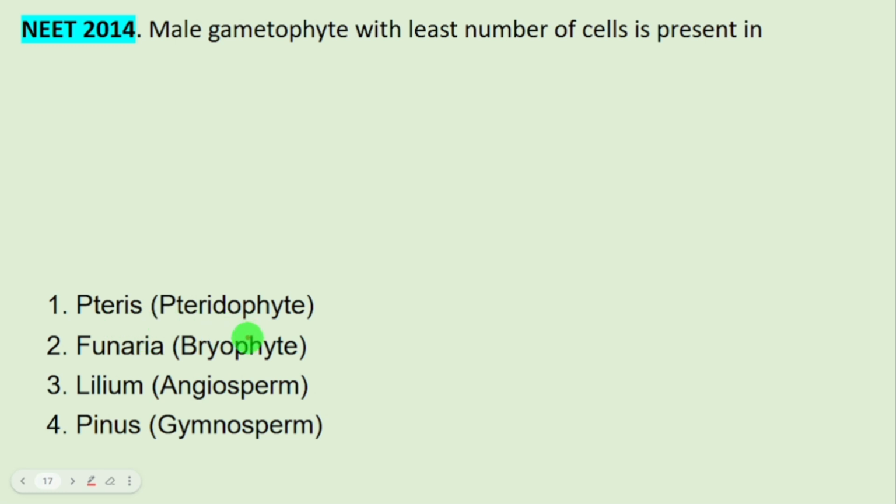So Pteris is a pteridophyte, this is a bryophyte, Lilium is an angiosperm, and Pinus belongs to gymnosperm. As I told you, during evolution the gametophyte size decreases. So the least number of cells will be seen in angiosperms. So the answer of this question is option number 3.